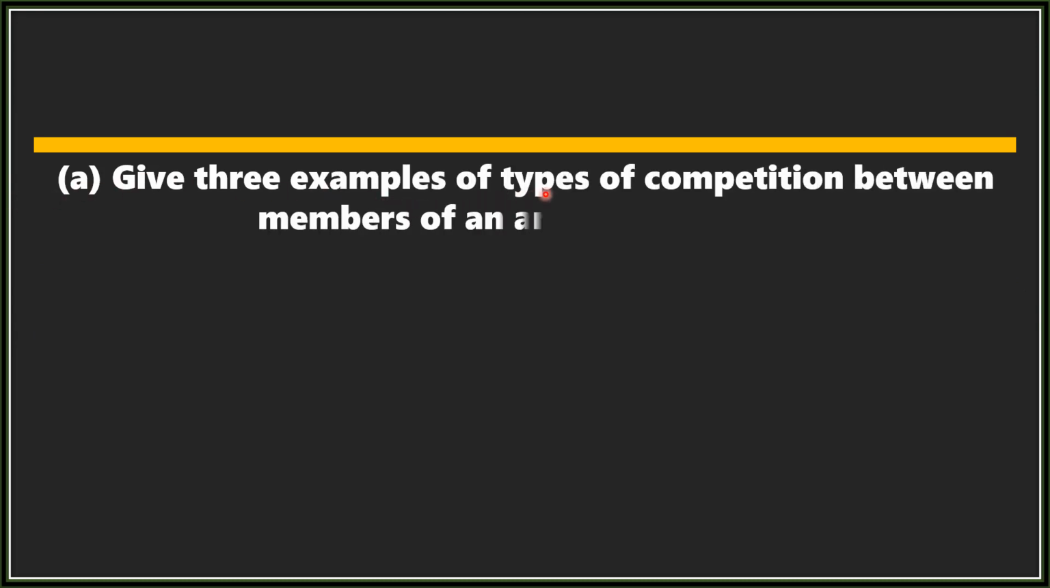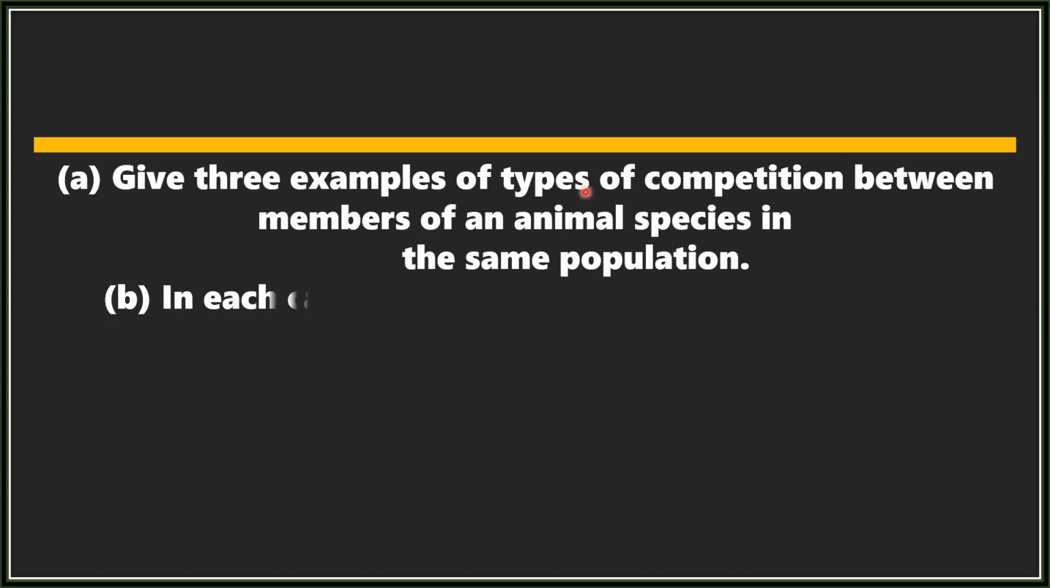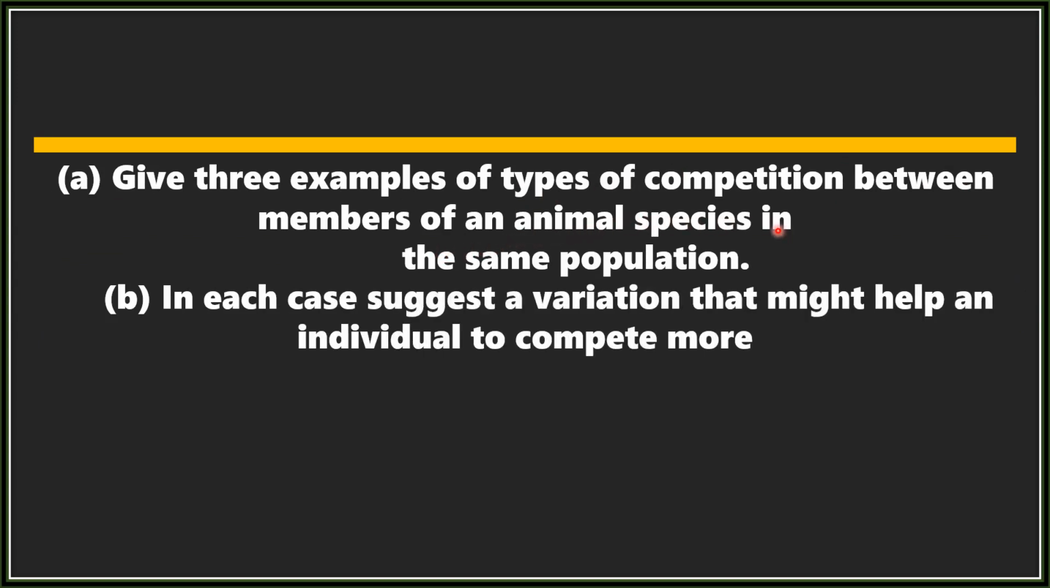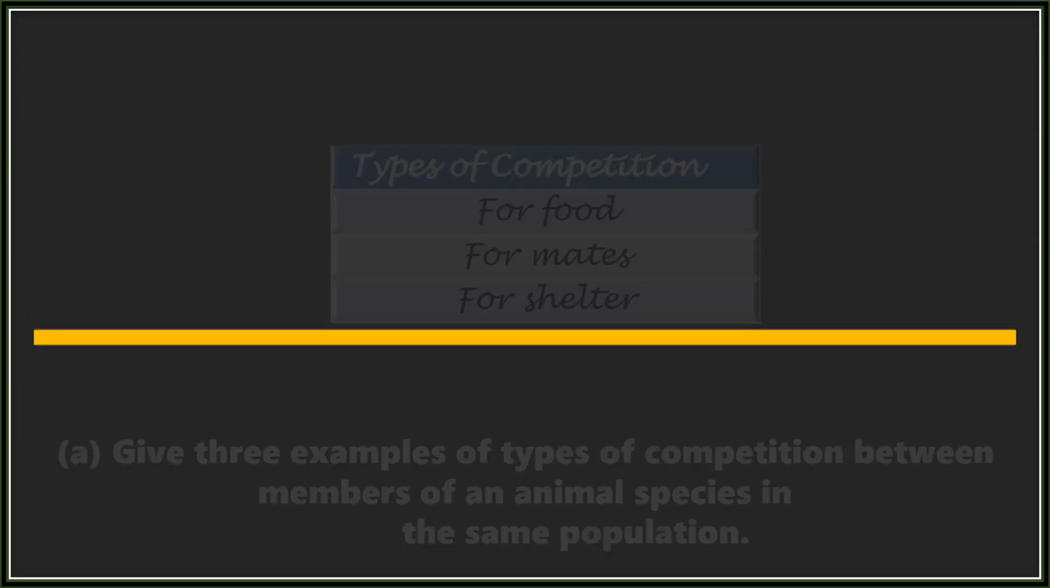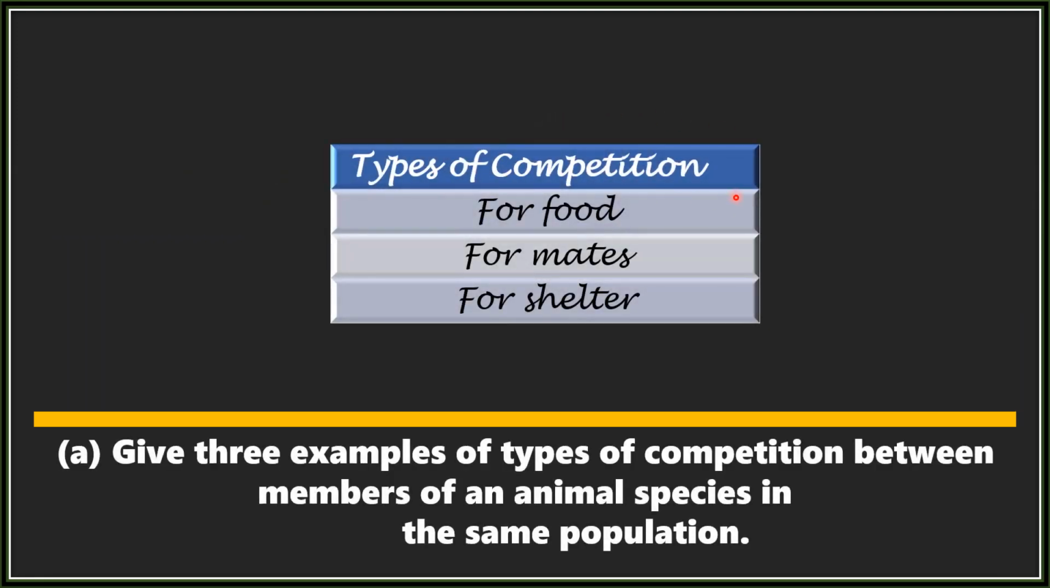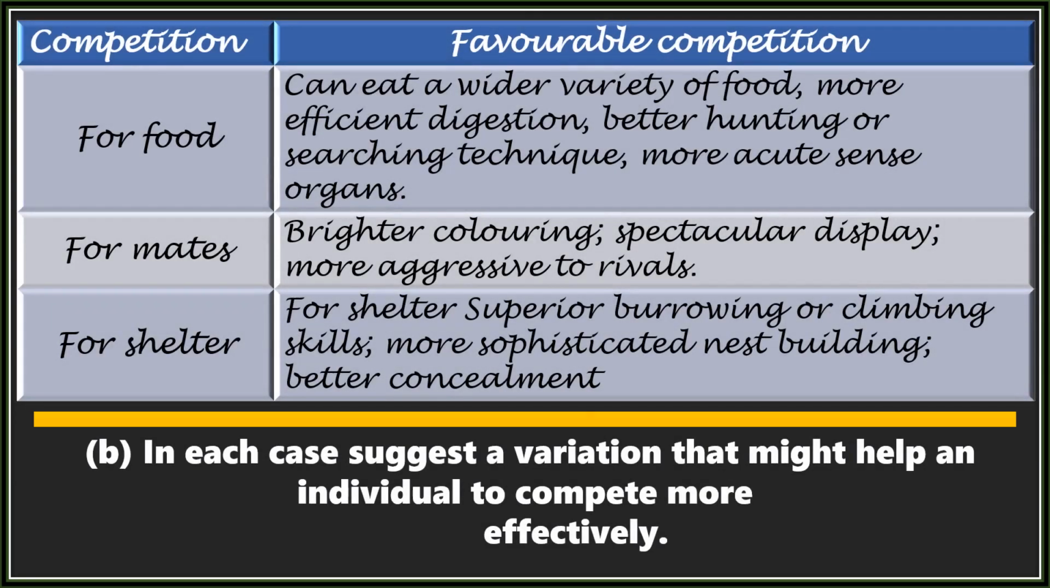Give 3 examples of types of competition between members of an animal species in the same population. In each case, suggest the variation that might help an individual to compete more effectively. The types of competition may be for food, for mate, and for shelter.